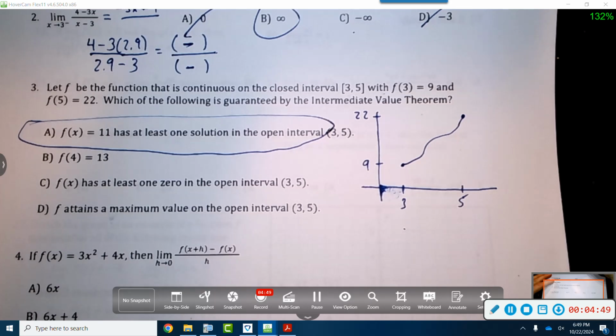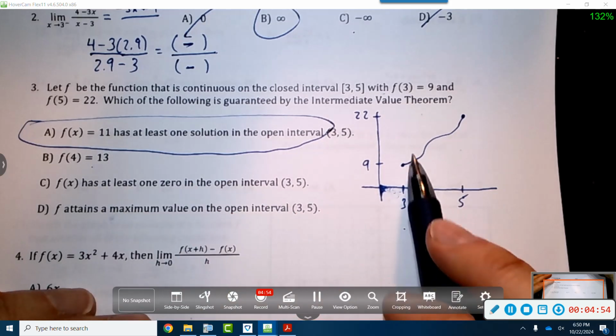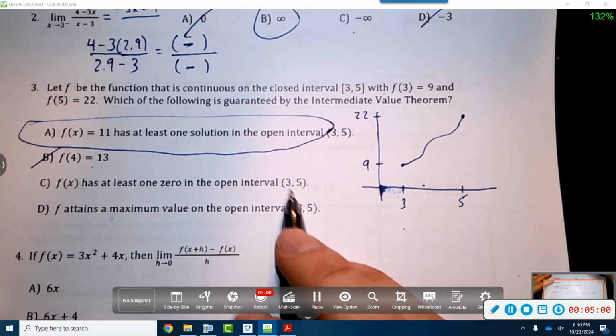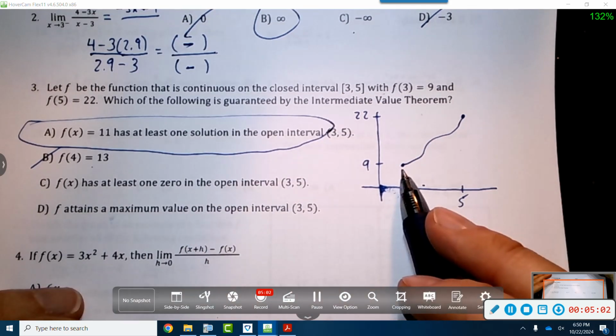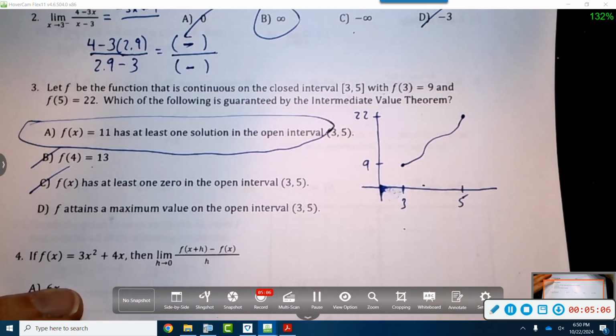Okay. F of 4 equals 13. Is that true? F of 4 equals 13. We're not guaranteed that. Not at all. So that can't be it. F of x has at least one 0 between 3 and 5. No, not at all, because this is from positive to positive. We're not guaranteed that it's a 0.